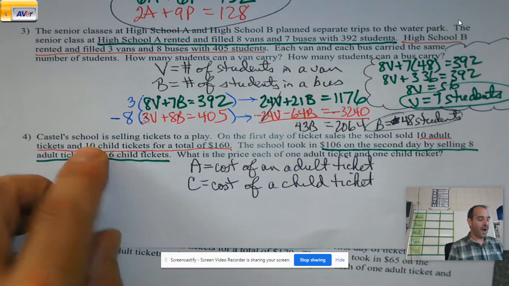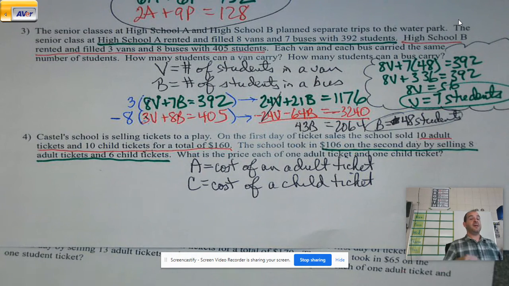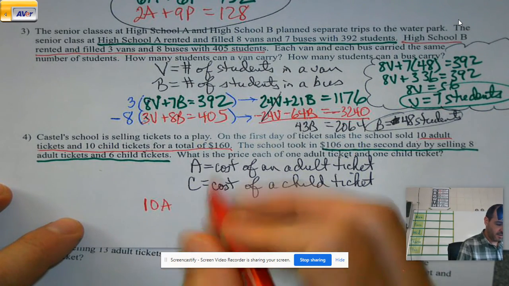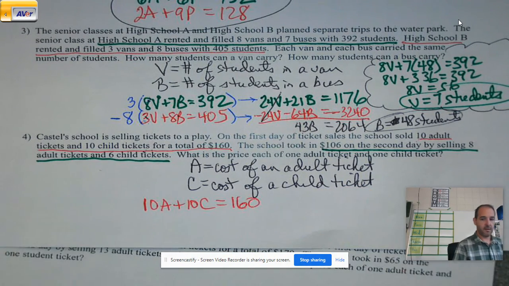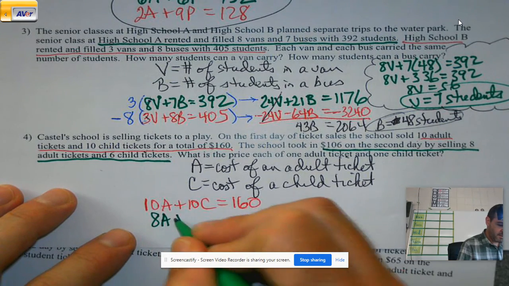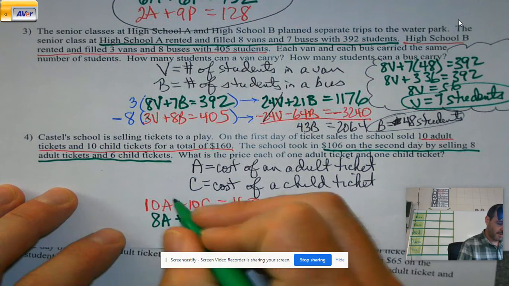Because again, we know how many child tickets and adult tickets were sold, so it's not how many, it's how much worth did they cost. And so our final part here is going to be, we got 10 adult plus 10 child is 160. And we have 8 adults plus 6 child equals 106.